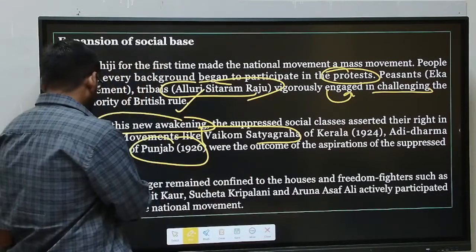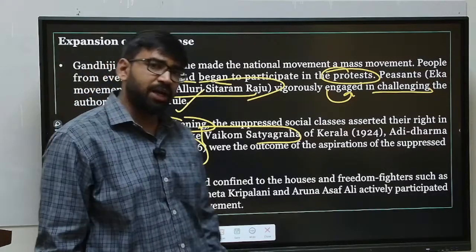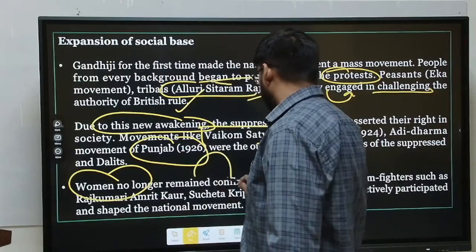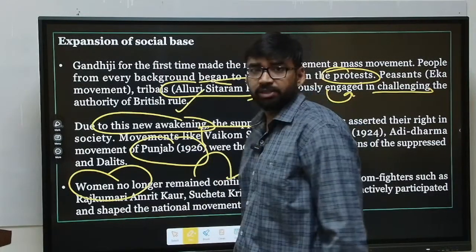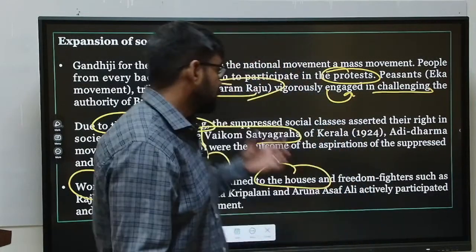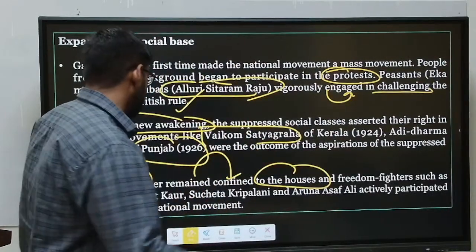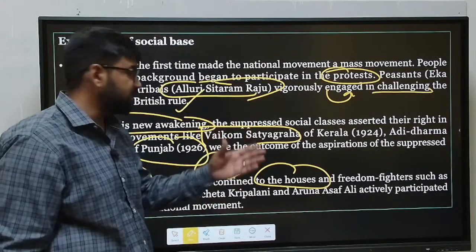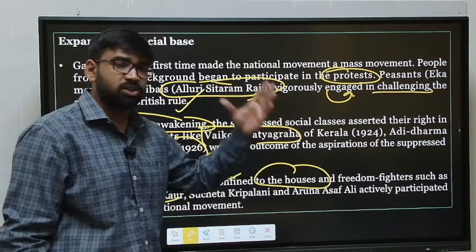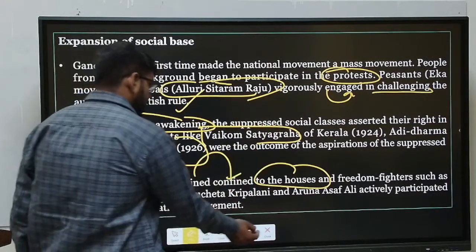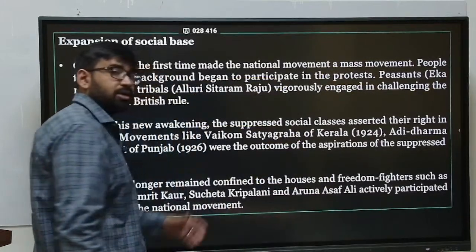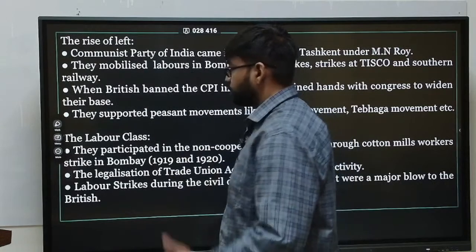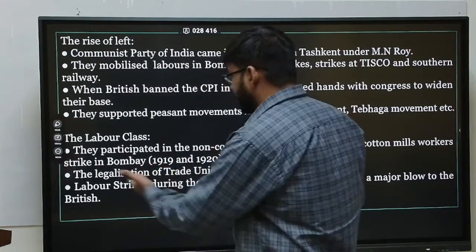Clear? Women. So after the 1920s, women no longer remained confined to the houses. So they became freedom fighters, and some important names like Rajkumari Amrit Kaur, Sucheta Kripalani, Sarojini Naidu, Aruna Asaf Ali, these important women, they shaped India's national movement. Okay. So rise of the left, rise of the labor class.